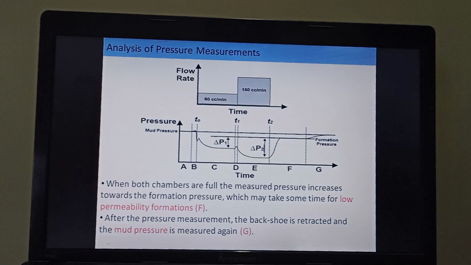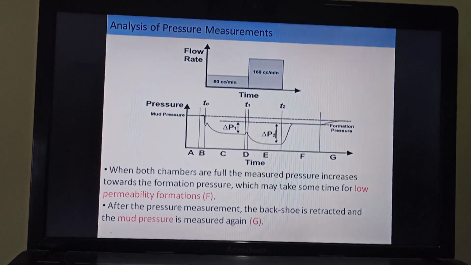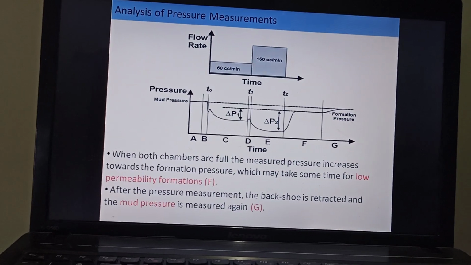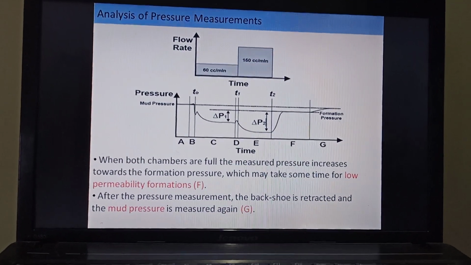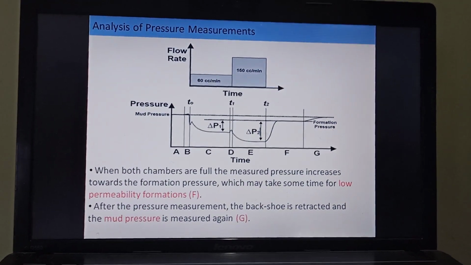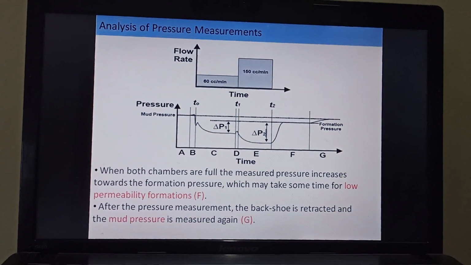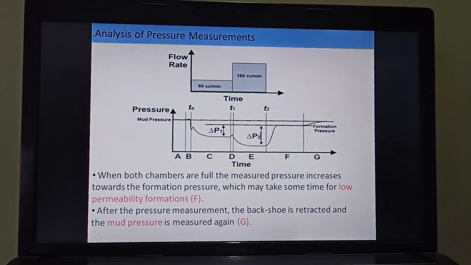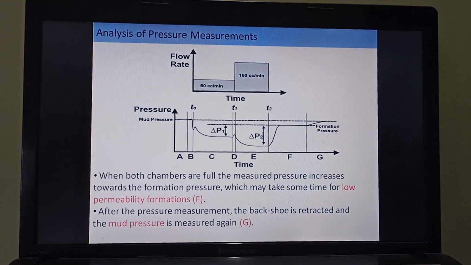Now in region F, as we can see, when both the chambers are full, the measured pressure begins to increase towards the formation pressure, and as you can see in the graph, it is taking some time to reach the formation pressure. It is because for a low permeability formation, the formation pressure does not recover very fast.